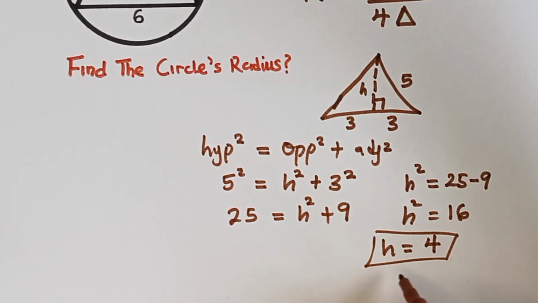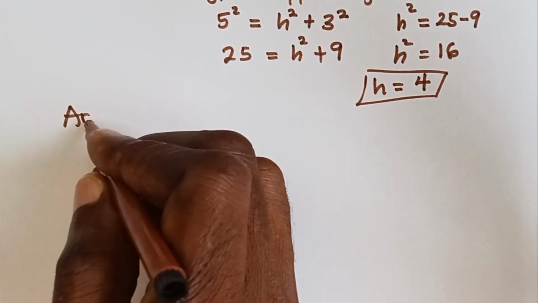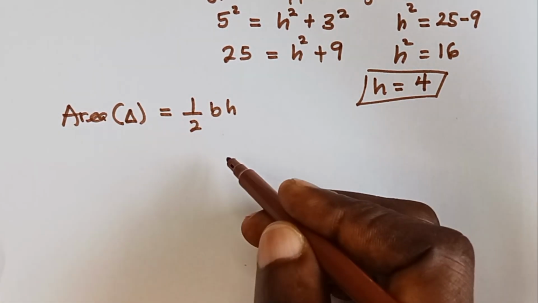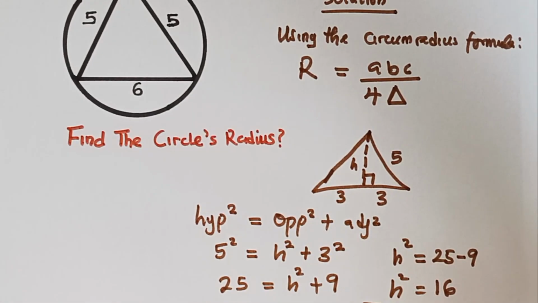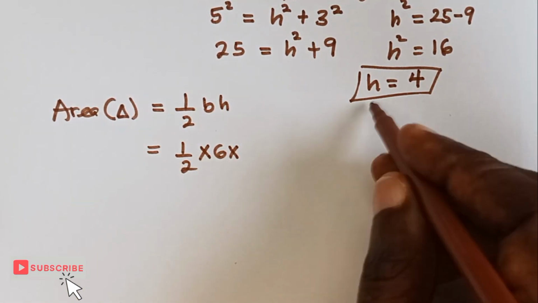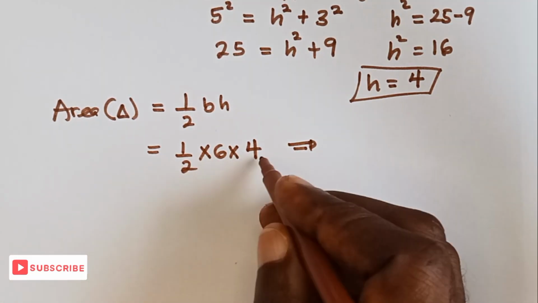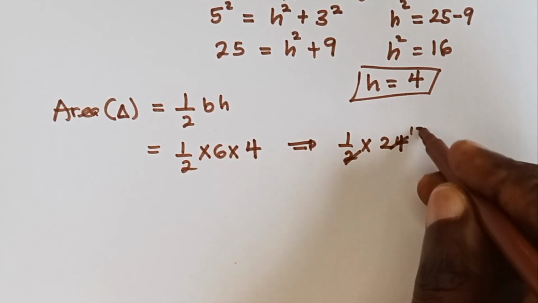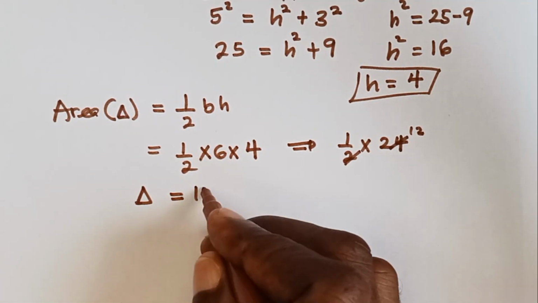So we have the height now. We can find the area of the triangle. Okay, so the area of the triangle is half base times height. So we have 1 over 2 times, what's the base? Now the base of the triangle is 6, multiplied by the height that we calculated, which is 4. So 6 times 4 is 24, so we have half of 24, and that is 12. All right, so the area of the triangle is 12.